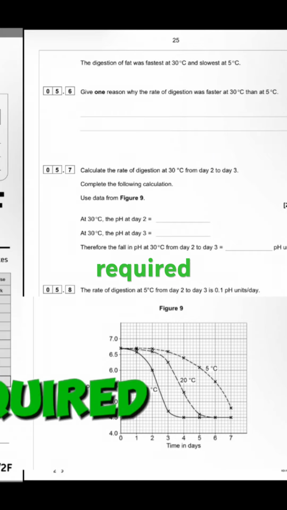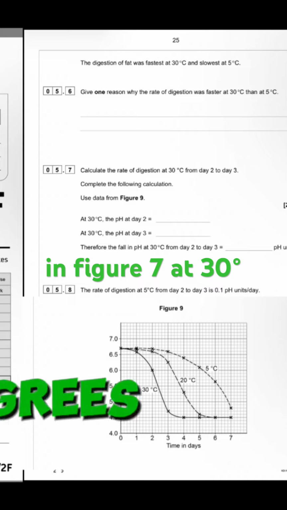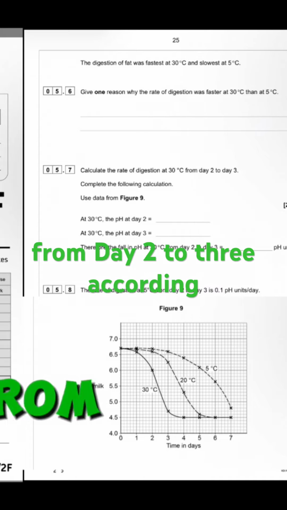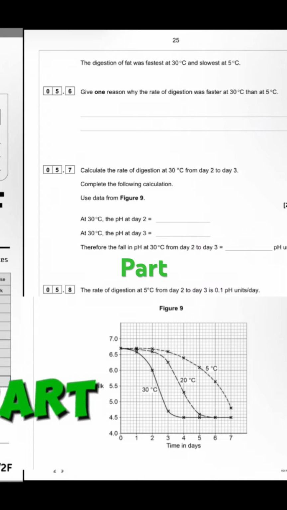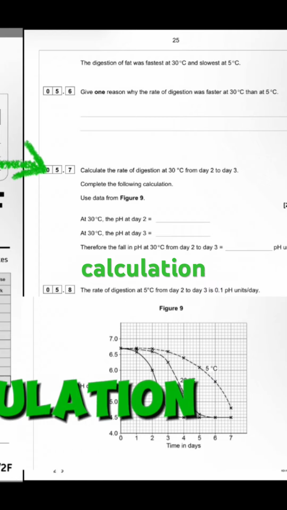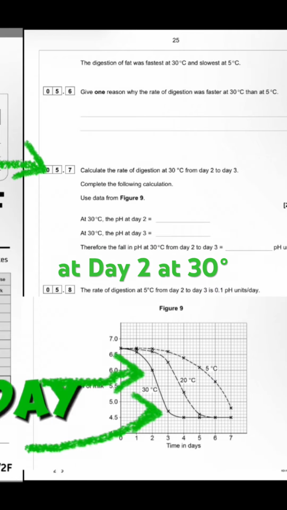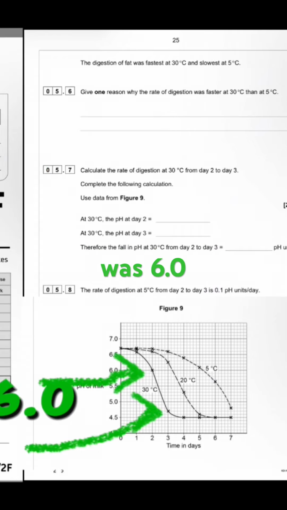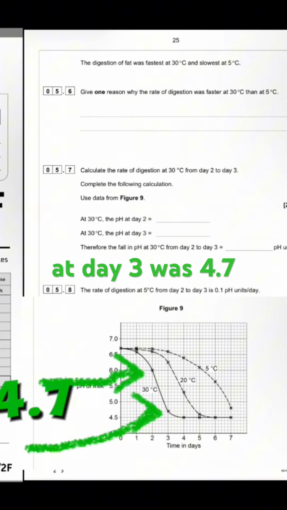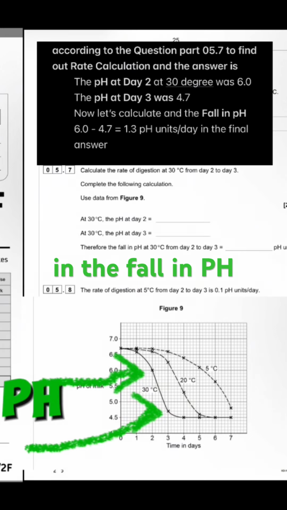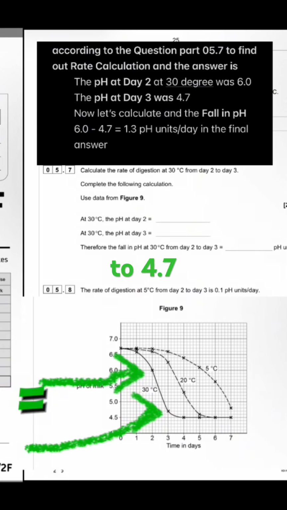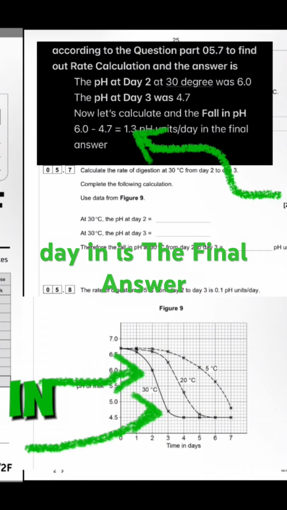The next question required you to read the graph in Figure 7 at 30 degrees, where the pH of the milk changes from day 2 to 3, according to part 5.7, to find the rate calculation. The answer is: the pH at day 2 at 30 degrees was 6.0. The pH at day 3 was 4.7. Now let's calculate: the fall in pH, 6.0 to 4.7, equals 1.3 pH units per day, in the final answer.